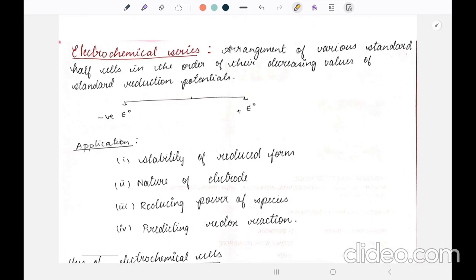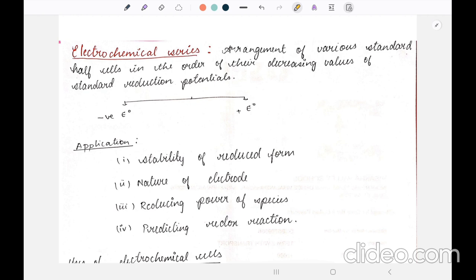So electrochemical series is the arrangement of various standard half cells in order of their decreasing values of standard reduction potentials. It can be negative or positive. Negative E0 means that the redox couple is a stronger reducing agent, while positive E0 means that the redox couple is a weaker reducing agent.